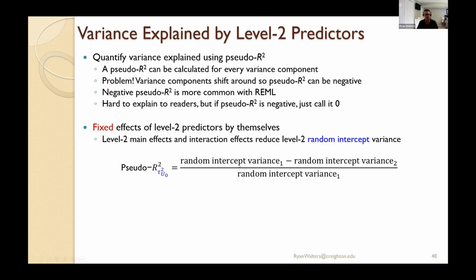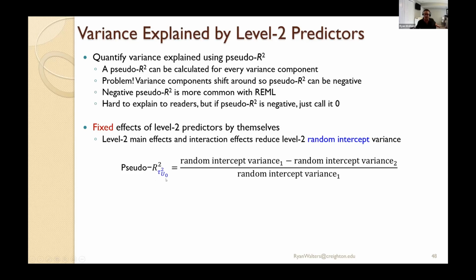We take our variance component before, we subtract off the lower variance component after including our predictor variable, and then divide it by where we started from. Okay. There were equations that I had shown earlier for that. The subscript for pseudo R-square matters as well.